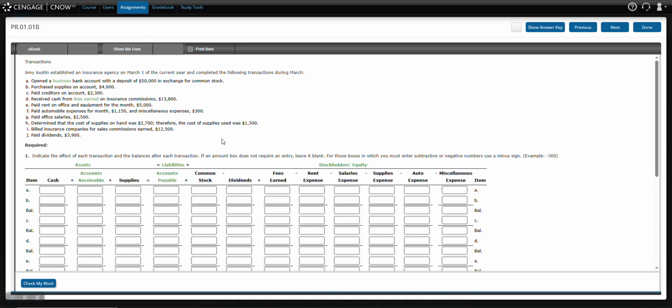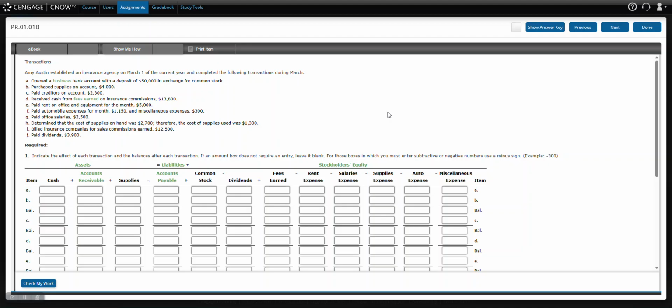In this example, I'm going to walk you through how we're going to be able to analyze business transactions while still keeping our accounting equation in balance. As you can see at the top here, here's our accounting equation. So our assets have to equal our liabilities plus our stockholders' equity. And that accounting equation always has to stay in balance.